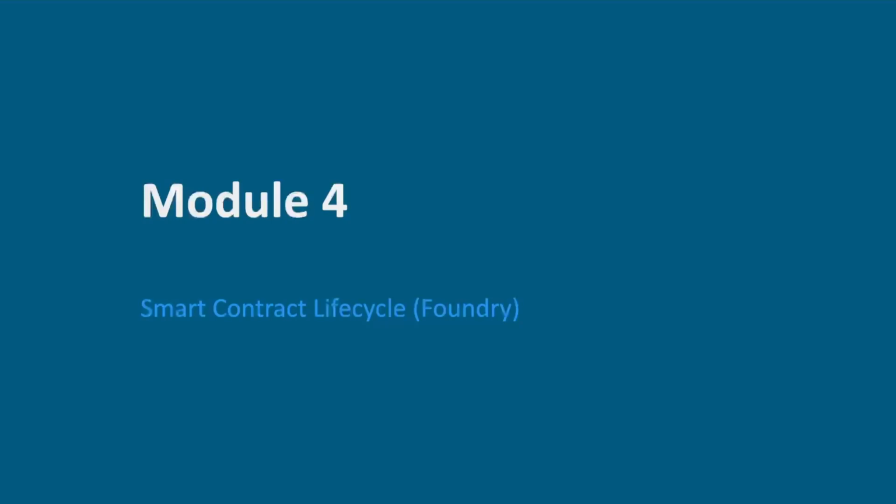Welcome to Module 4. You can now write smart contracts, but how do you compile them? How do you test them before deployment? How do you actually get them on the network? This module is all about the complete life cycle, from code to deployed contract. We're going to use Foundry, the modern Ethereum development toolkit that has become the industry standard.